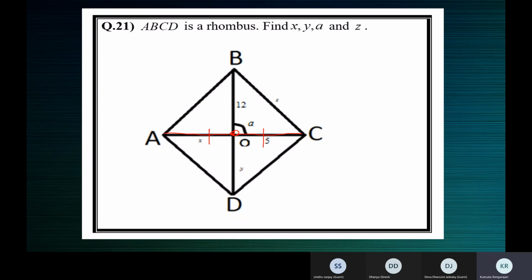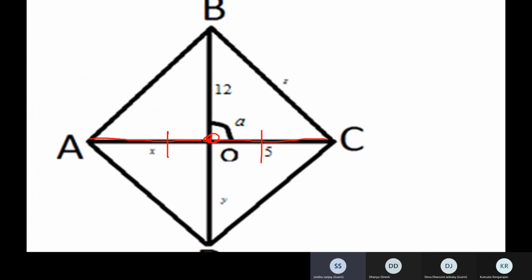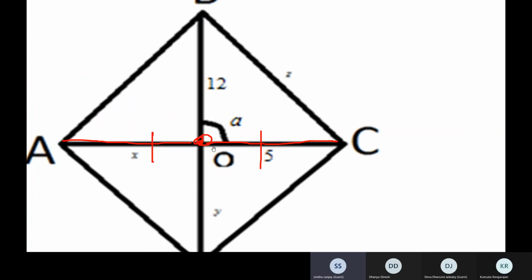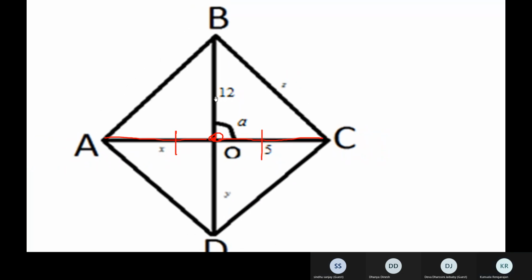What about Y? Y is also 12, ma'am, because OB is equal to OD. Yes. So again, O is the midpoint of the other diagonal BD. So if OB is 12, OD is also 12. So AO is equal to OC, so AO is 5. OB is equal to OD, so OD is 12.